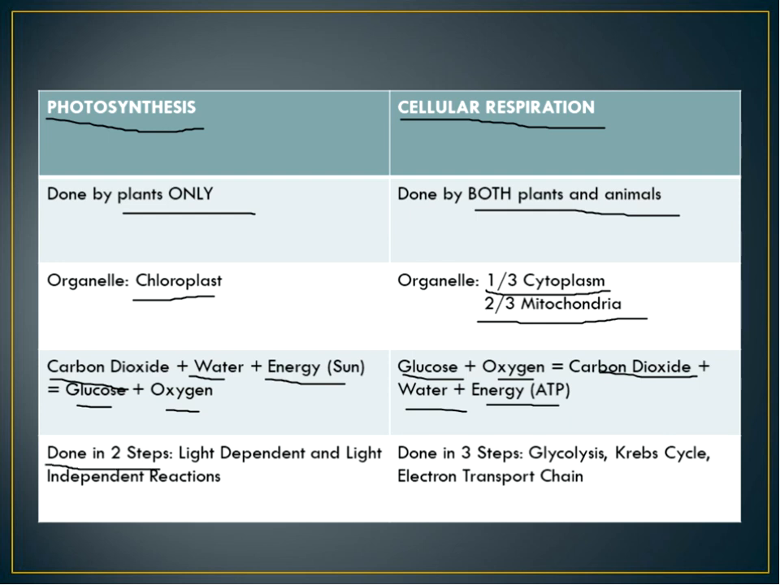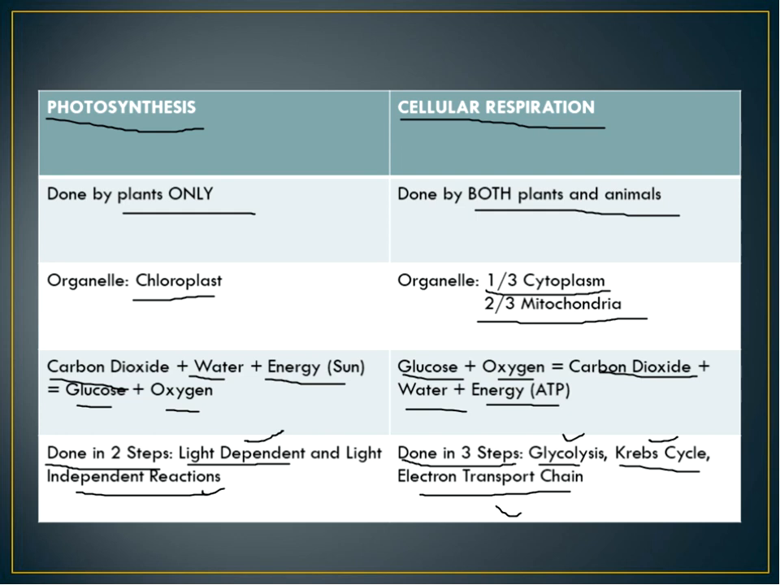This is done in two steps, light dependent and light independent. This one's done in three steps, glycolysis, Krebs cycle, and the electron transport chain. If you can memorize just this, and understand it, that's 85% of what you need to know with these two processes. The only other 15% to get onto it, just know what happens in this one, this one, this one, this one, and this one on the bottom.